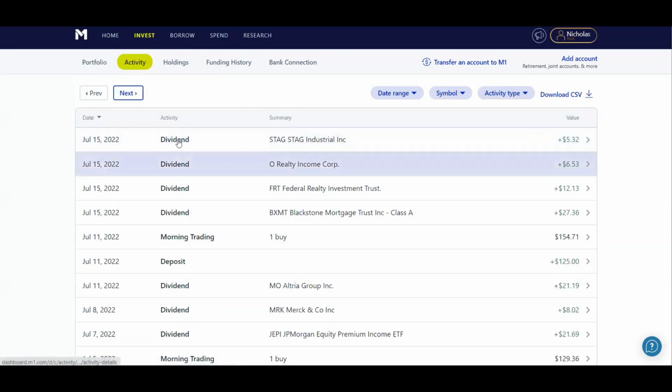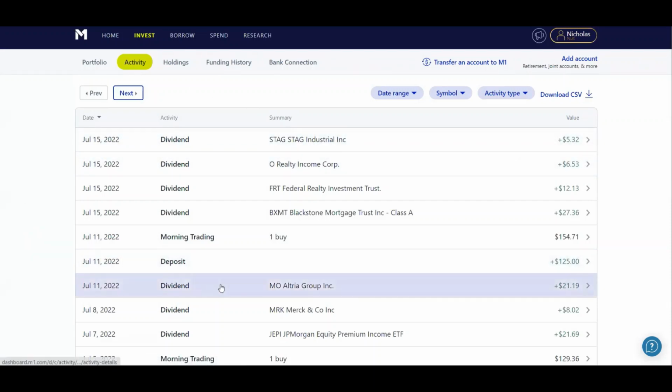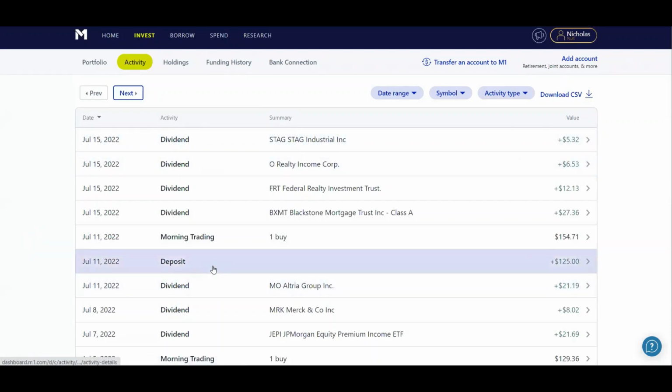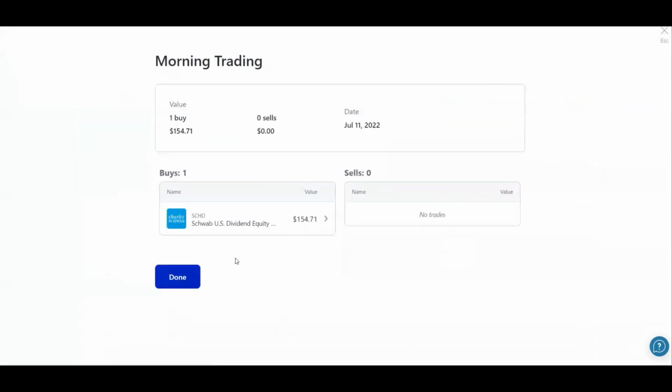And if we go over to my activity feed, on the 11th, I received a $21.19 dividend from Altria Group. Then I deposited $125, as I do every Monday. And I had my one buy of SCHD.